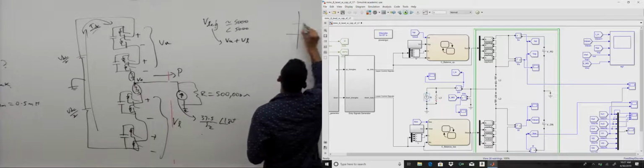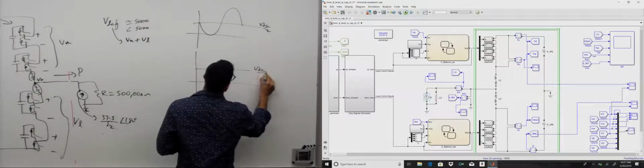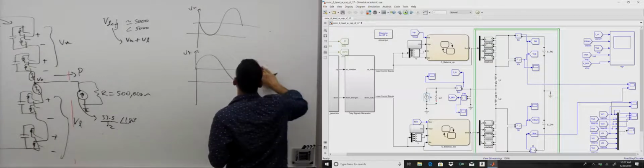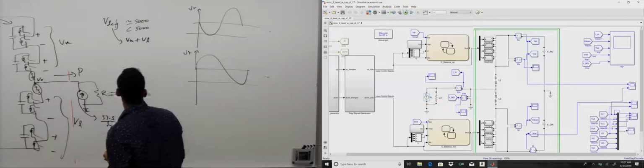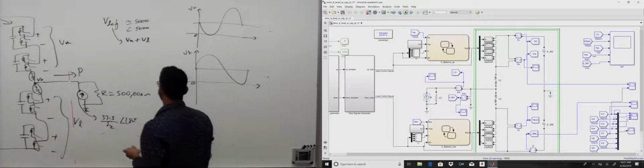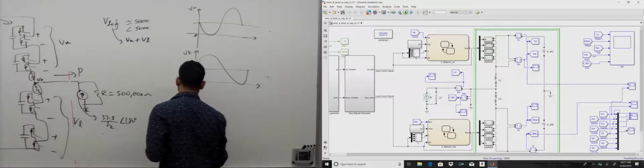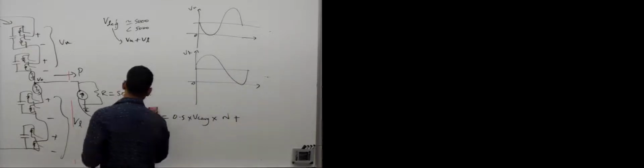So we know VU is like this, and VL is like this. So it's not VDC by 2 actually. It'll be something less than VDC by 2. In those plots, where is the zero axis? This is 0. So VU is 0.5 times VC average times N, plus the sinusoidal part of the submodule output voltage, but I add VL to it, so I cancel the sinusoidal part.